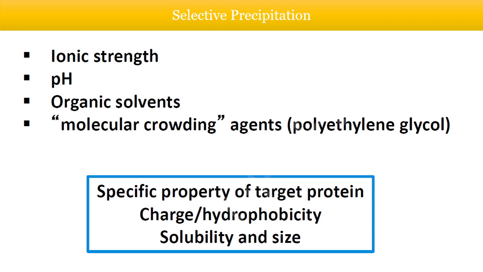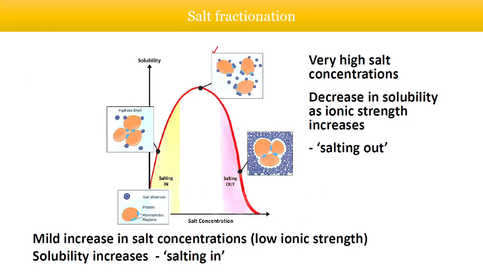Then you have the ionic strength, on the basis of the salting out and salting in procedure. Then you have different organic solvents by which you can precipitate it down. And the third one is the use of polyethylene glycol or molecular overcrowding agents. So selective precipitation is mostly based on the specific properties of the target protein, among which you have the charge or the hydrophobicity, and the solubility as well as the size.